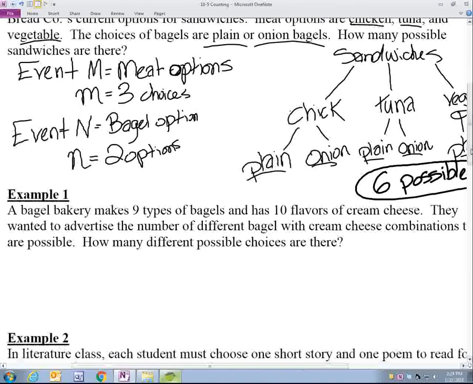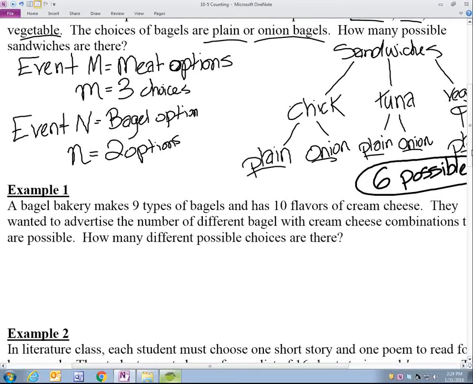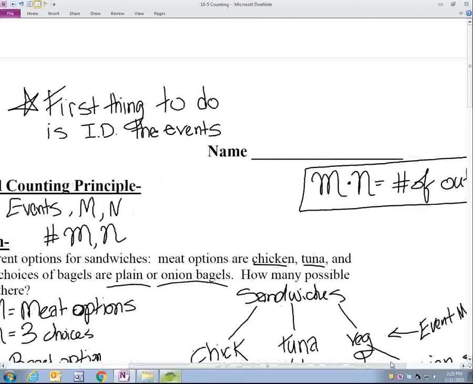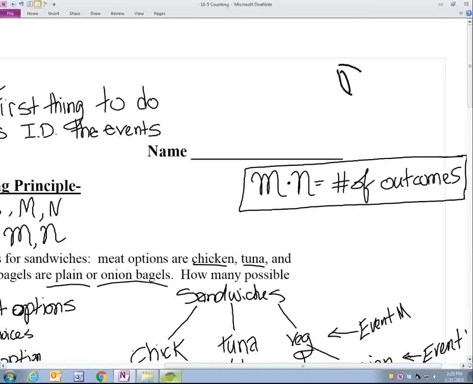All right, so that's a tree diagram. Each event you have to have as an individual, and you go off from there. Yes, sir? Can't you just multiply the m by the n? Yeah, so m by the n. Okay, Joe wants to multiply the m by the n, and I would do 3 times 2, and that would equal 6. You are correct. And that's also exactly what you guys wrote right here.